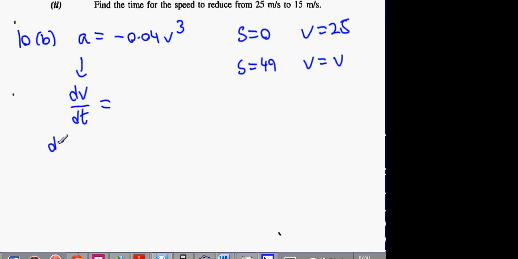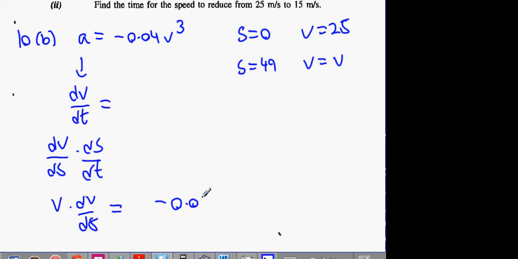So then we know that the rule for this is going to be dV/ds times ds/dt. Alright? And we know that ds/dt is actually the velocity. That's the change in displacement over change in time. So it's going to be V times dV/ds, and that will equal 0.04 V cubed.